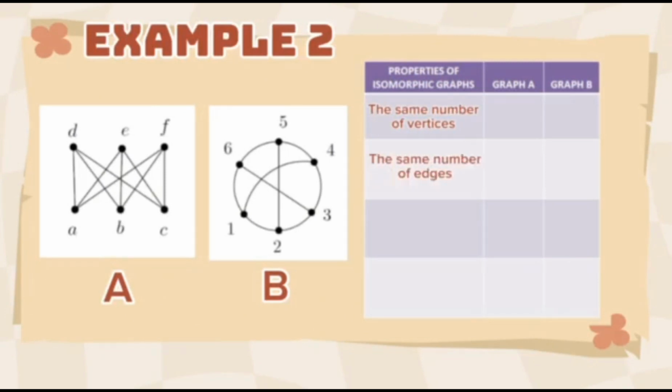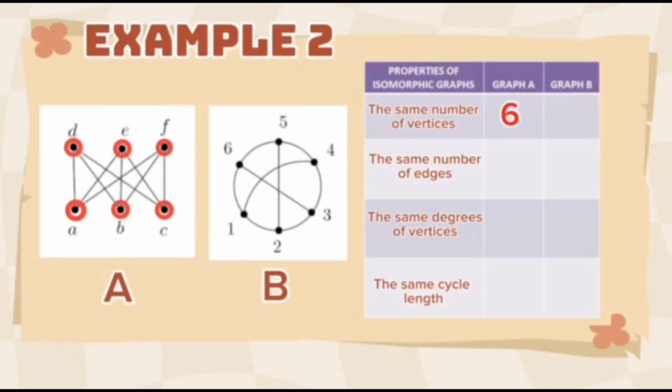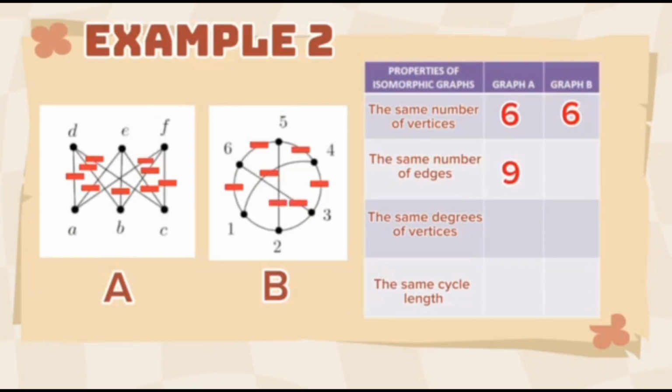Next, the same number of edges, the same degrees of vertices, and the same cycle length. So we will start with graph A. The number of vertices is 1, 2, 3, 4, 5, 6. For graph B, 1, 2, 3, 4, 5, 6. For the number of edges, we have 1, 2, 3, 4, 5, 6, 7, 8, 9, and likewise for graph B, 1 through 9.